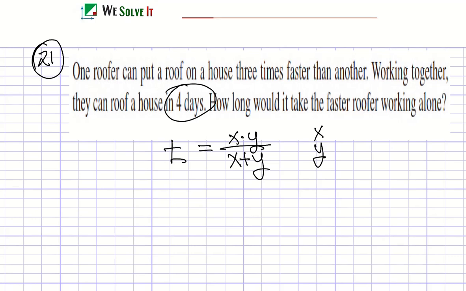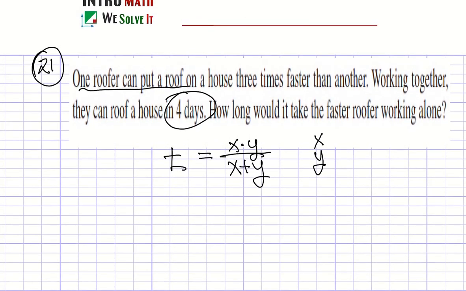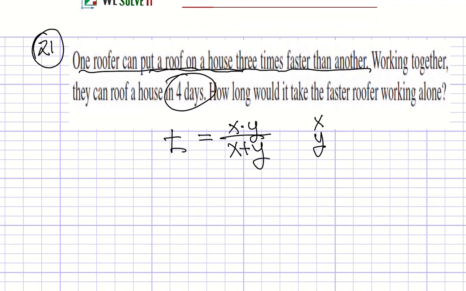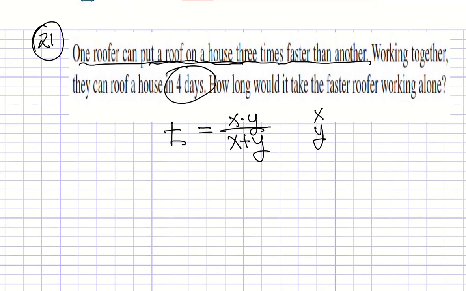So let's get that out of the way. But let's read the problem. It says the first roofer would put a roof on the house 3 times faster than the second roofer. So that means, they give you a condition here. The first roofer will take x time to do the roof, then the second roofer will take 3 times that. So you've got to understand what they're saying. First one will take x time, second one will take 3x. That's all. x stays, y equals 3x. Make sure you understand that.